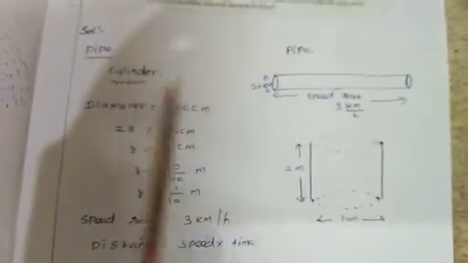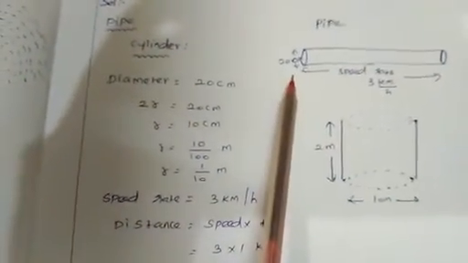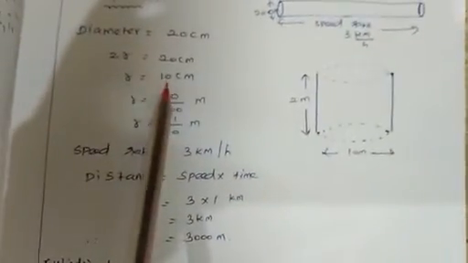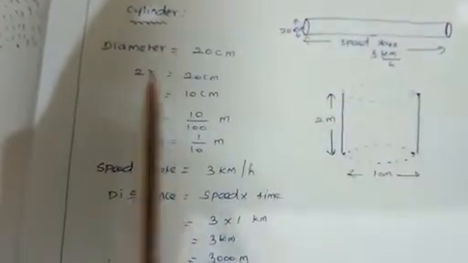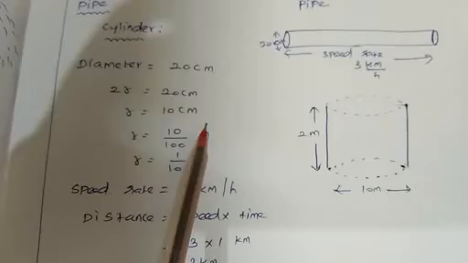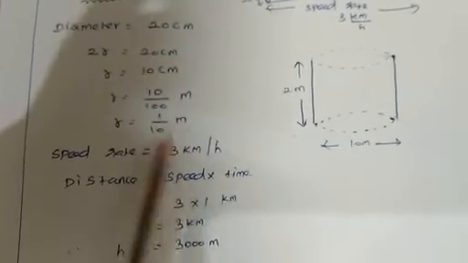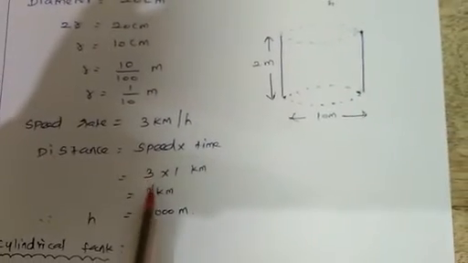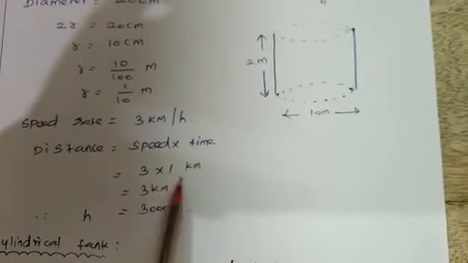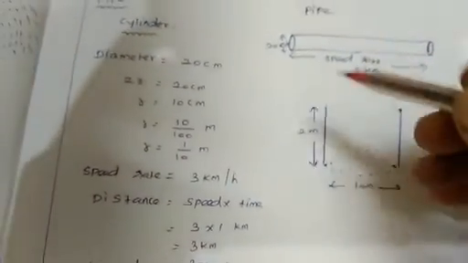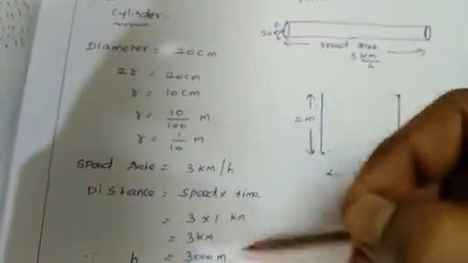So the volume of, now just recall, the pipe is a cylindrical shape. Diameter 20 centimeter, so 2r equals 20 centimeter, r equals 10 centimeter. Remaining data are all given in meter, so we need to convert into meter, divide by 100, since 1 meter is 100 centimeter. Just 1 by 10 meter. Speed is 3 km per hour. So distance equals speed into time. So 3 km per hour is 3000 meter. That is radius and height of the cylindrical shape.